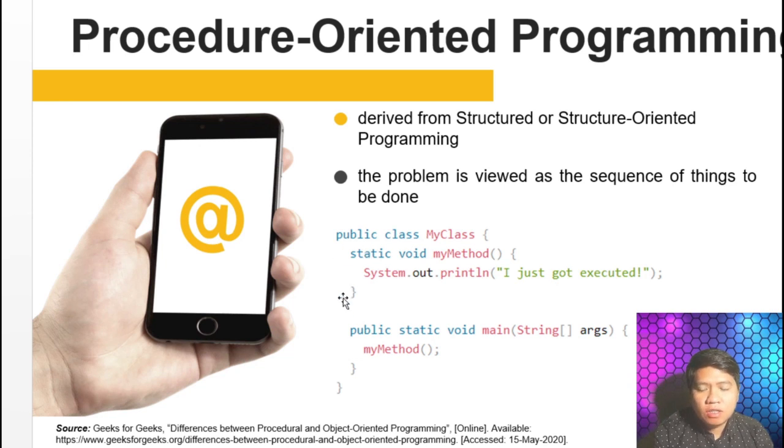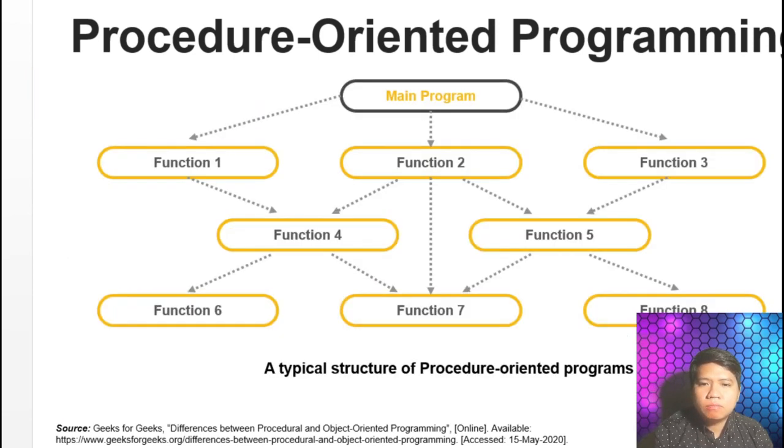So we defined a class here named my class. We have two methods. One will serve as our entry point, which is the main method, and our own user-defined method named my method. So the concept again of procedure-oriented is all about functions. Okay. So to illustrate procedure-oriented, this is its structure.